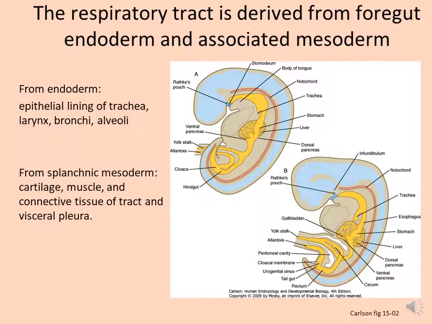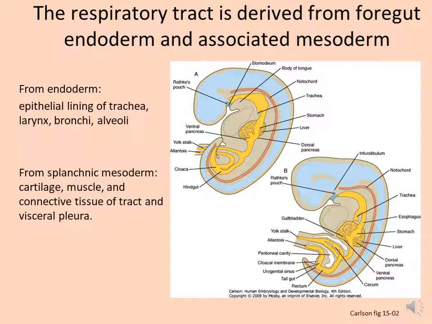Let's begin with the development of the respiratory tract. Which germ layer is responsible for the formation of the respiratory tract? It is derived from foregut endoderm. So, our respiratory system is endodermal in origin, and some contribution is also given from the surrounding mesenchyme or the mesoderm, which will form cartilages, muscles, and connective tissue of the respiratory system.